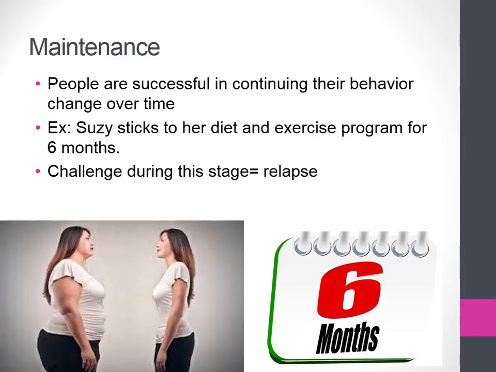The last stage is the maintenance stage. So people are successful in continuing their behavior change over time. Some factors that help with successful change and maintenance include social support and reinforcers. Also, an important factor in the maintenance stage is trying not to return to relapse. A relapse is a return to a former unhealthy behavioral pattern. So, for our example, Susie sticks to her diet and exercise program for 6 months.